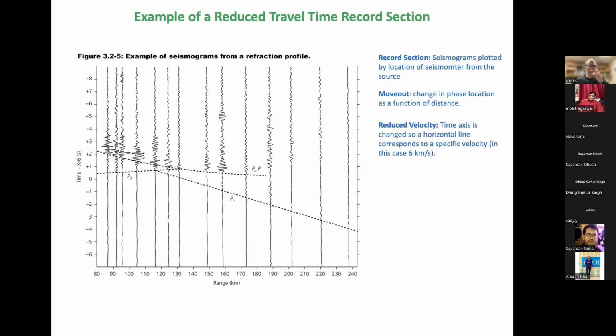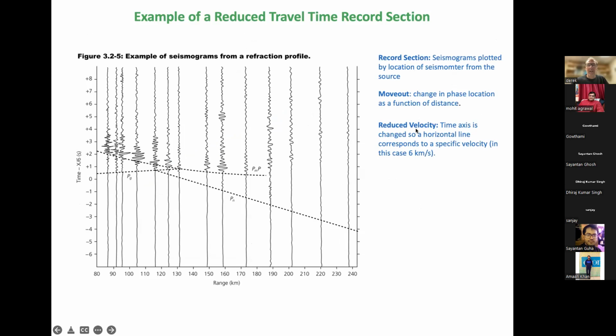So here's an example. This is a record section. A record section is seismograms plotted by location of seismometer from the source. The move out is a change in phase location as a function of distance. So for instance, here's the direct arrival, P sub G, and we can see that the travel time varies as a function of distance. So that's called the move out.